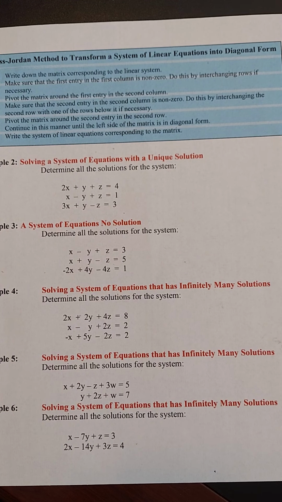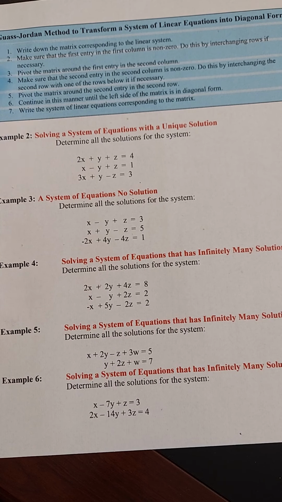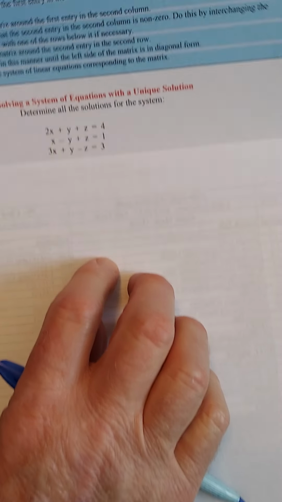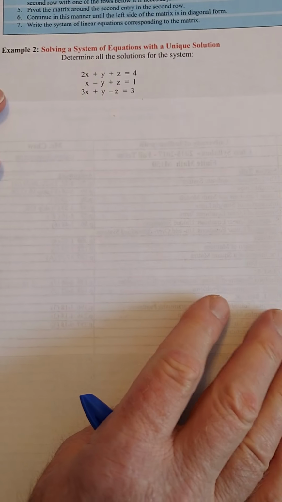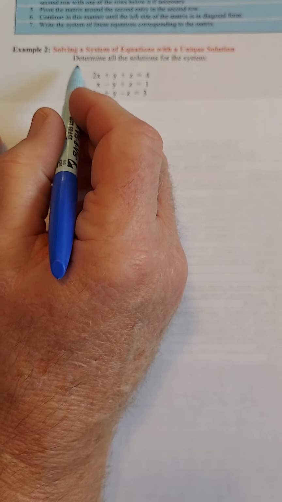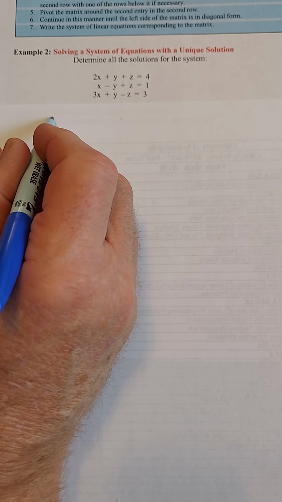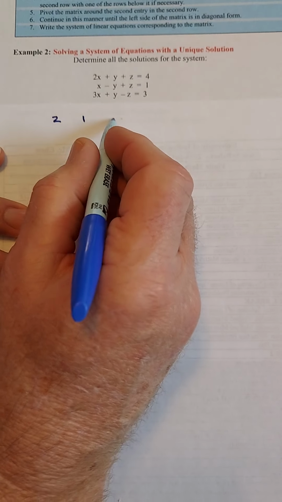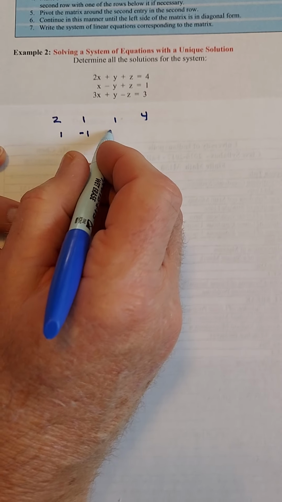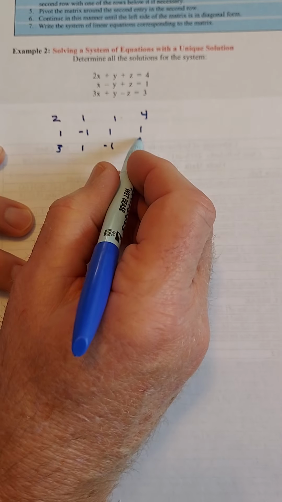Okay, all those words are really nice and everything, but until you see it in action, it doesn't mean a whole lot. So let's do a couple examples here. I've got several examples. Okay, so determine all the solutions for this system. So the first step is we're going to write that as a matrix. And you're pretty good at this now. If this is all you had to do, you'd be pretty good. Be in good shape.